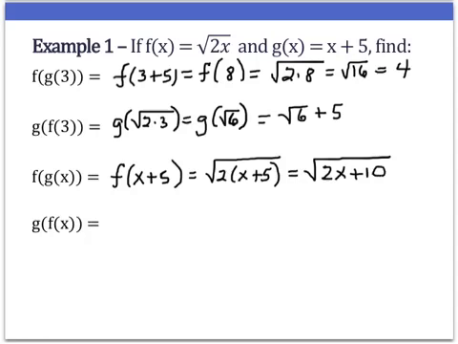Okay, so let's try the reverse. With the bottom function, we're going to substitute in the square root of 2x into my g. And so where my x is in the g function, we're going to put the square root of 2x, and then we're going to add 5 to it. And that's how we compose functions.